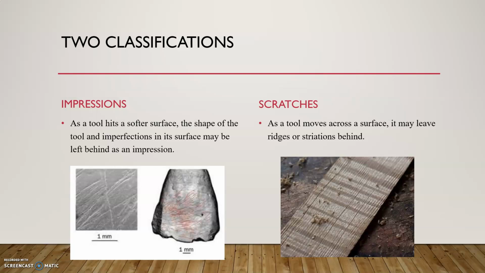So there are 2 different classifications for tool marks. Tool marks. I don't think I've ever said that before. So we have impressions, which happen when a tool hits a softer surface, and the shape of the tool and any kind of imperfections in the tool surface are going to leave behind an impression. And then of course we have scratches. As you pull a tool across a particular surface, it may leave ridges or striations behind. So those are the 2 different types.